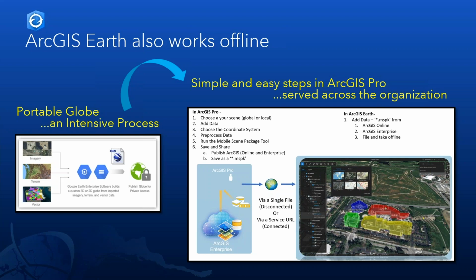Our users can now add several layers, including scenes and terrain data, into ArcGIS Pro, and then search the tools menu for the Create Mobile Scene Package tool. Once that's selected, just fill out some simple data fields and create a mobile scene package, which can then be loaded directly into ArcGIS Earth.